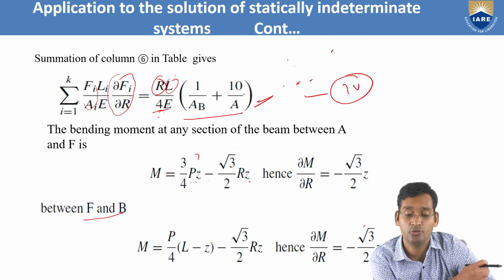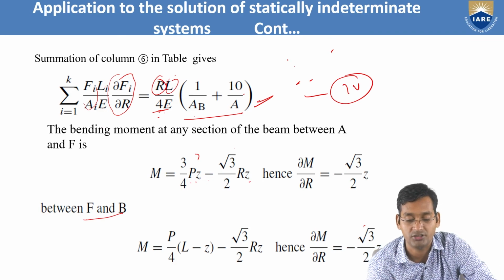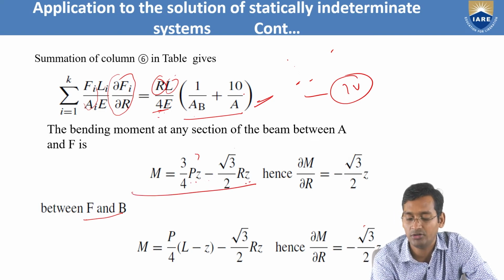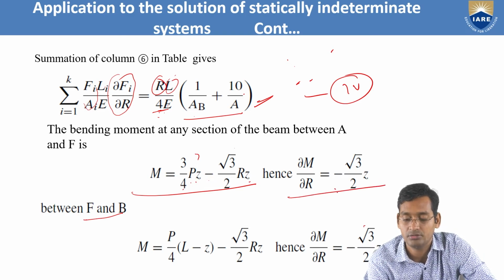Now next what we have to do, we have to find the moment for each point, that is from A to F, F to B and B to C. So A to F moment will be this one. Then what is required? dou M by dou R. So just differentiate with respect to R. You will get this one.